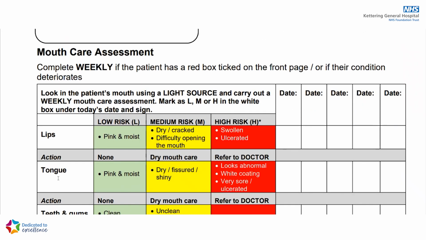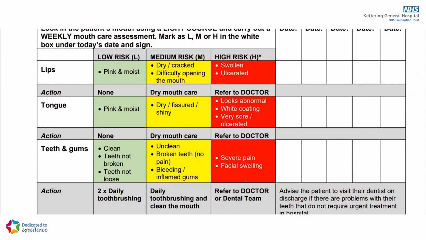We're then going to move down and look at her tongue. It is dry. There aren't any fissures and it isn't shiny, but it is dry. So we're going to put an M for medium risk. If we then look at her teeth and gums, we know that she has got an upper denture. So we're going to look at the other teeth. They are clean, they're not broken, and they're not loose. So we're going to put an L there for low risk.